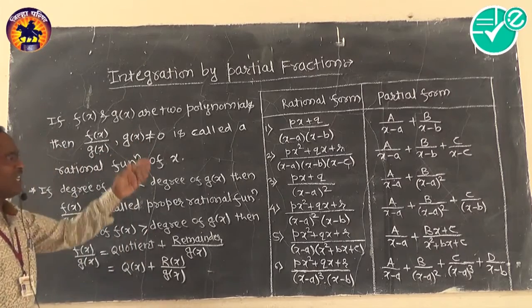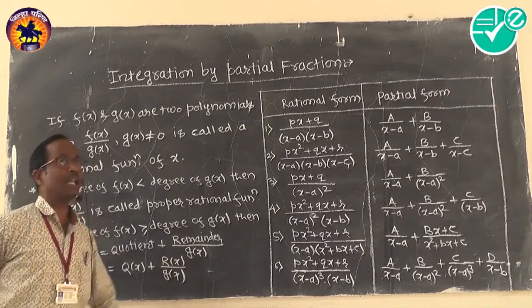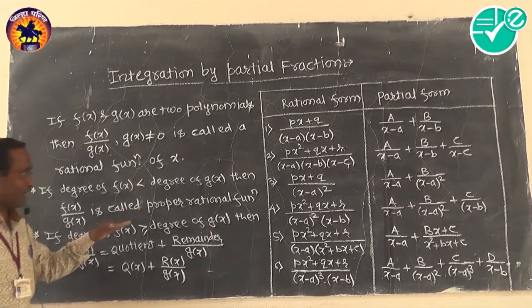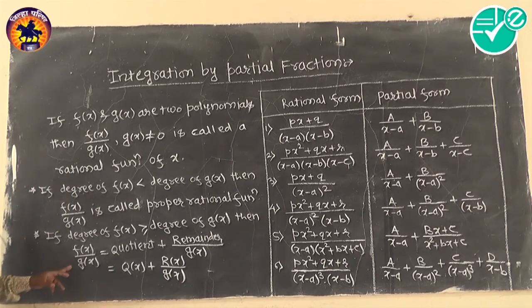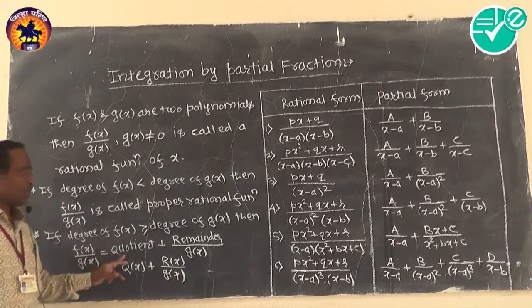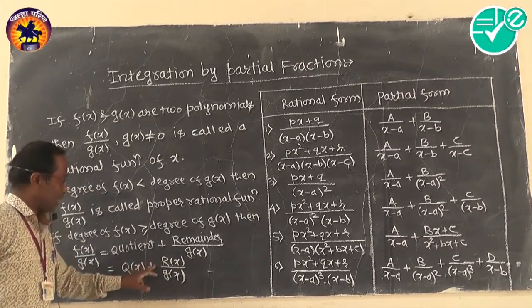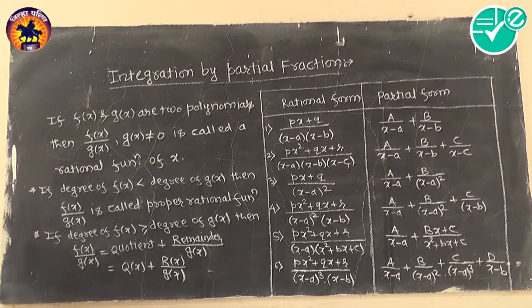In all these forms, the degree of the numerator is less than the degree of the denominator. If the degree of the numerator is greater than or equal to the degree of the denominator, then the function can be written as quotient plus remainder upon g of x, and this function can be written in all these six forms. Now we are going to take examples on it.